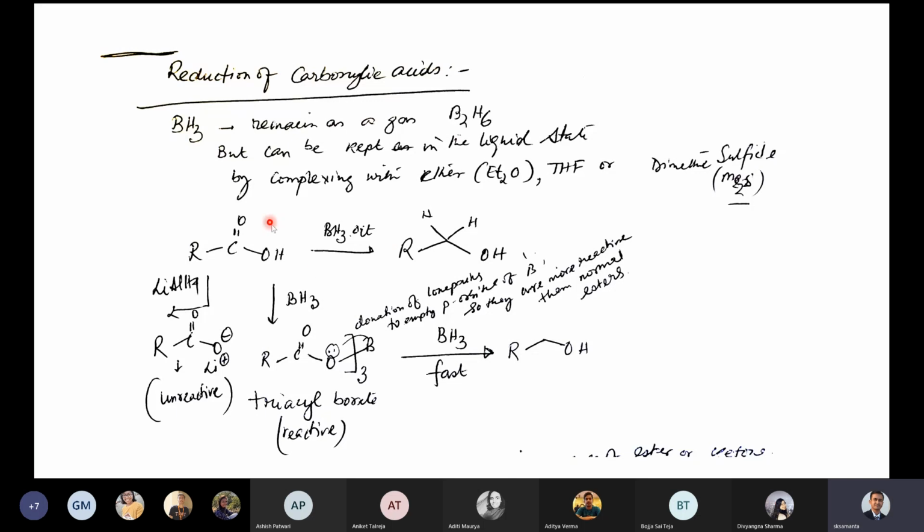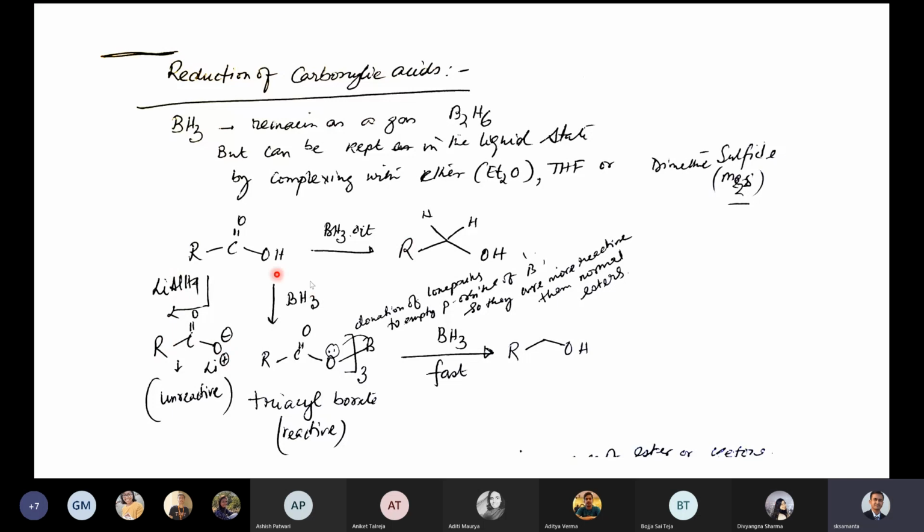So now, when you take this carboxylic acid and you take BH3.OEt2, then it will reduce this carbonyl C=O to CH2. How does it happen? What is the mechanism? First, I said already that lithium aluminum hydride we cannot use, because it will pick up this proton, remove hydrogen gas and form a salt. This carbonyl carbon's reactivity decreases, so it becomes very less reactive toward lithium aluminum hydride.